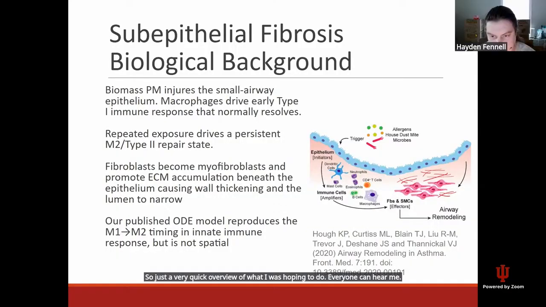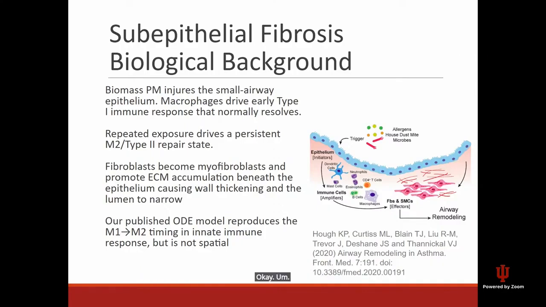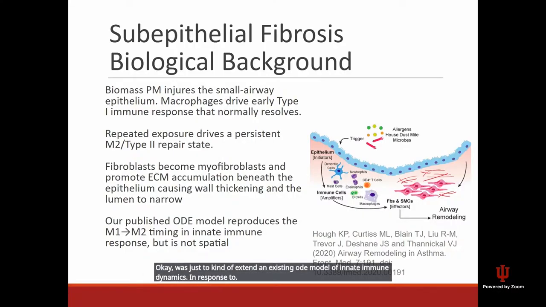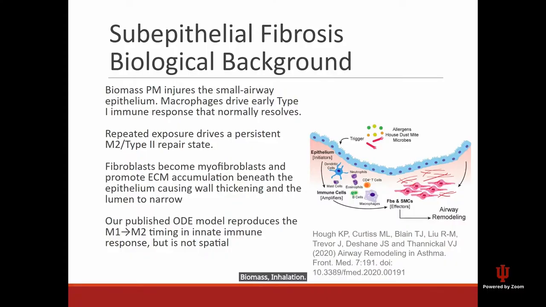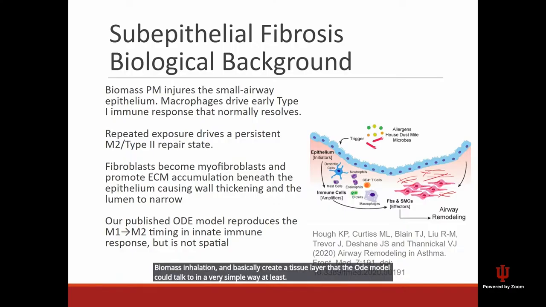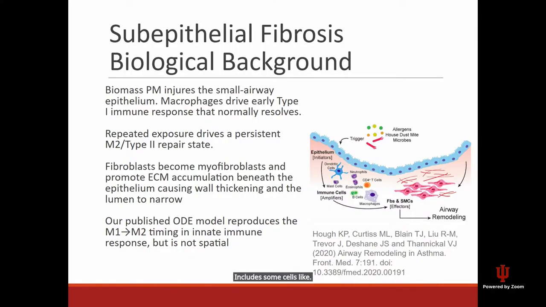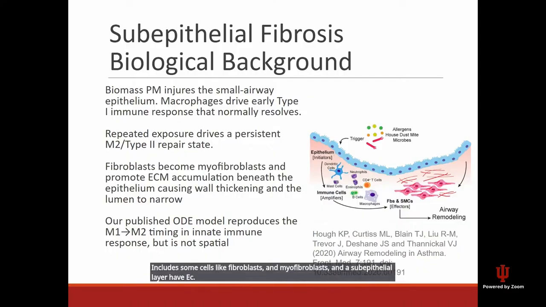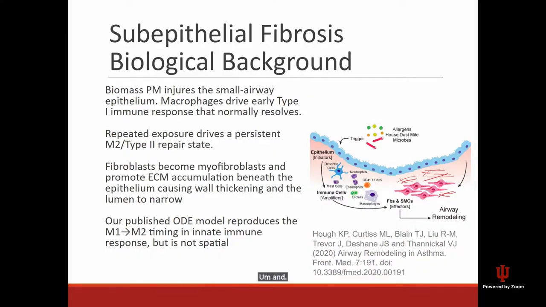Just a very quick overview of what I was hoping to do. Everyone can hear me, right? Yep. It was to extend an existing ODE model of innate immune dynamics in response to biomass inhalation and create a tissue layer that the ODE model could talk to in a very simple way, at least initially. It includes cells like fibroblasts and myofibroblasts in a subepithelial layer, has ECM accumulate, and then causes the airway to narrow. There's more to it than that, but that's the quick overview.